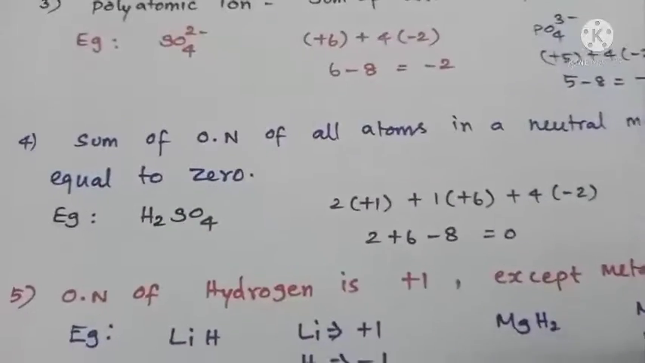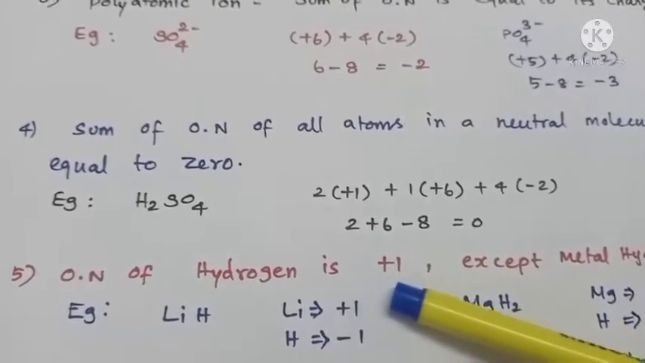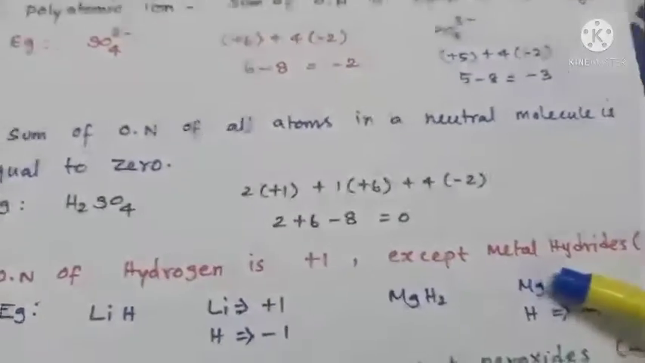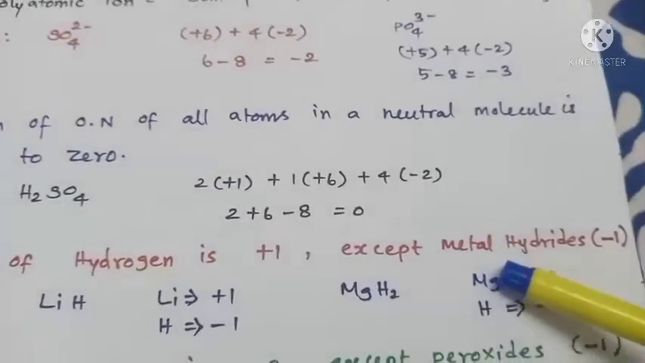Then the fifth rule: the oxidation number of hydrogen is plus 1. In the majority of cases, the oxidation number of hydrogen is plus 1, except in one type of compound, that is metal hydrides.